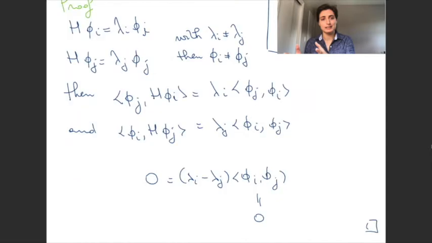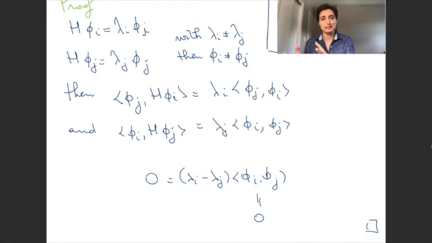Let's have a proof. It follows straightforwardly in the same format as the proof for the symmetric matrices. I changed from n, m to i, j. If we apply the self-adjoint operator to one of the eigenfunctions, we have the associated eigenvalue times the same eigenfunction. We do it twice. We have required that the two eigenvalues are different. Then also the two eigenfunctions are different.